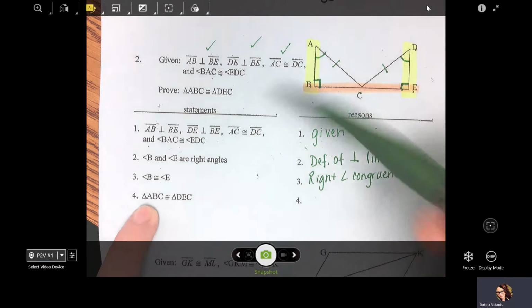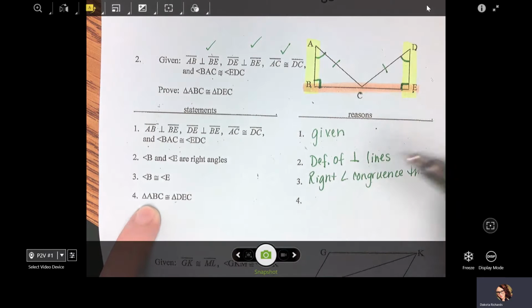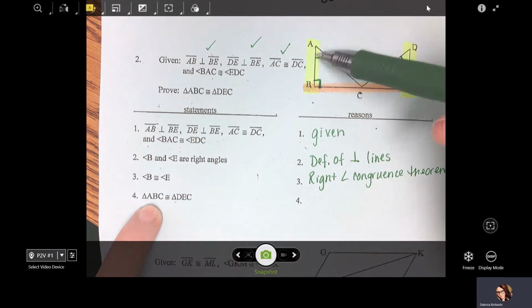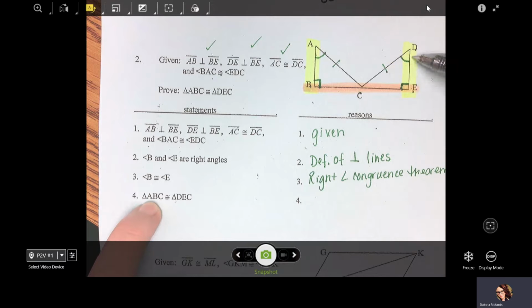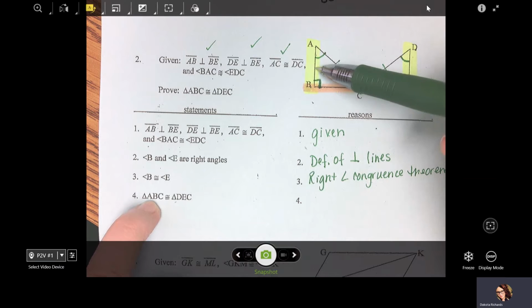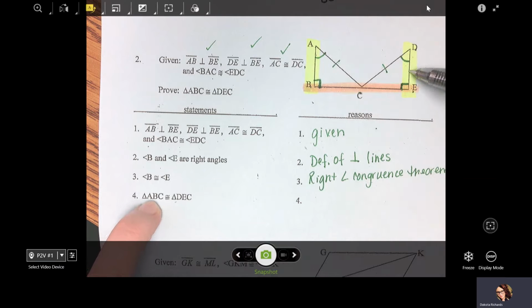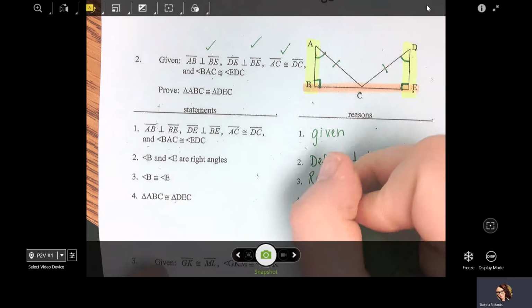And then triangle ABC is congruent to triangle DEC. Well, let's see how. We have 2 angles and a side, 2 angles and a side. But the side is not in between the 2 angles. So it's not angle, side, angle. It's got to be angle, angle, side.